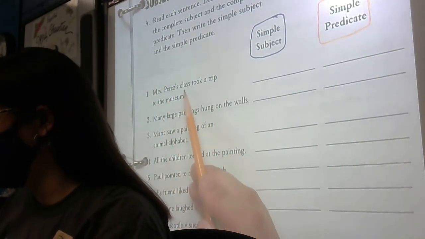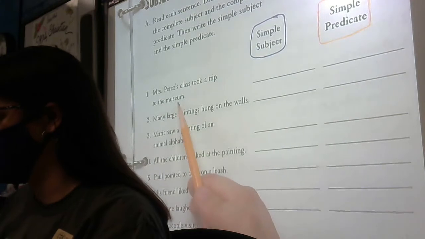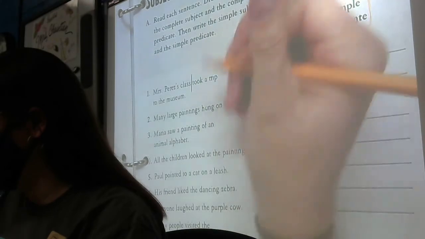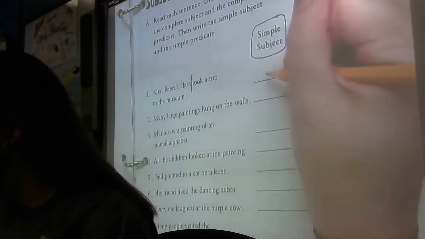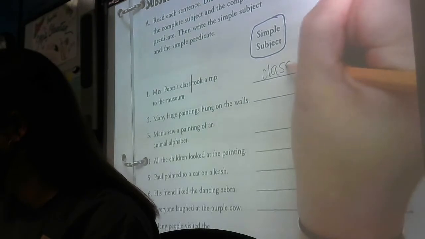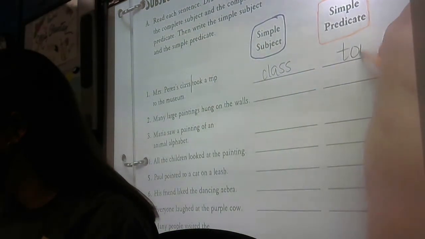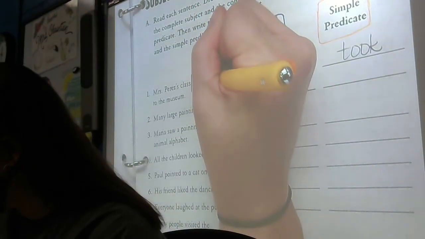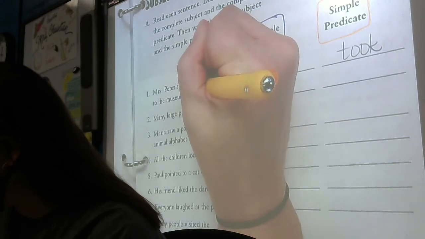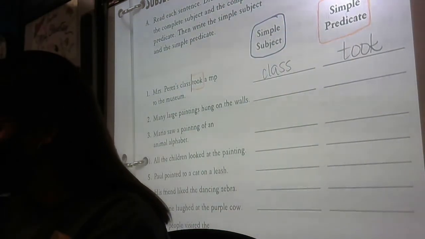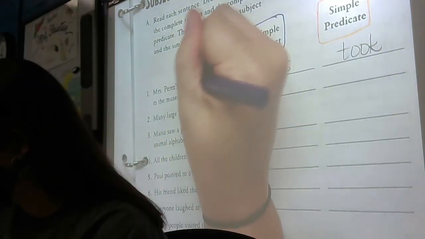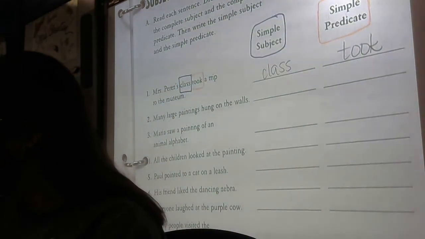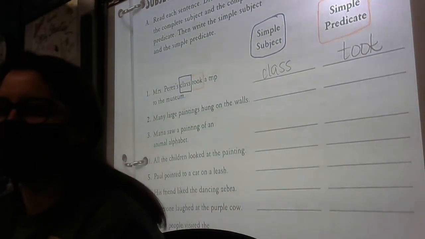Mrs. P's class took a trip to the museum. Who went somewhere? Class. And what did they do? Took. So I'm going to write class here. And took here. And then I'm going to make my word took this color because it's my predicate. This word here, my subject. So I should have a rectangle that's divided.